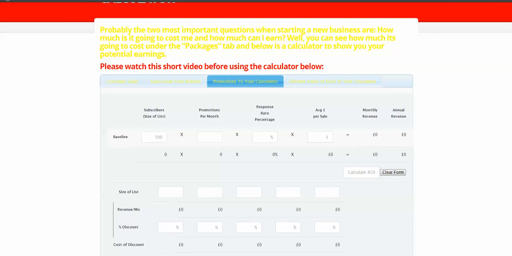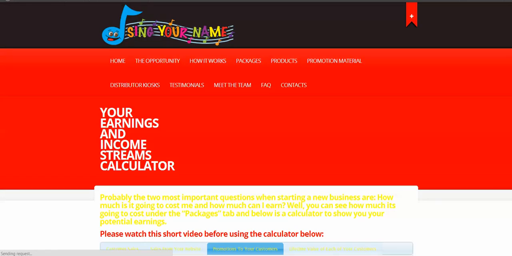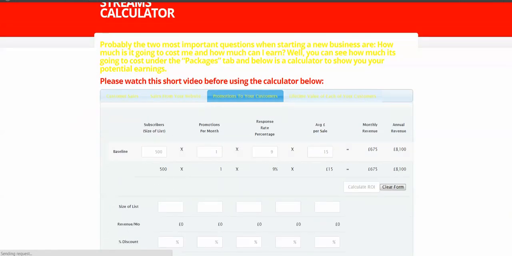And you only do that once a month. Most people will do it more than that, but let's just keep it conservative again. Again, let's keep the conversion rate very low. Let's say it's only 9% of those people actually buy, and the average sale once again is £15. We click the Calculate ROI, return of investment button here. The form will reset itself, and we're still at that £675 mark. Now, that's on top of your 500 hits that you get every month.